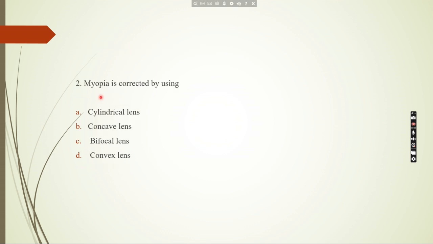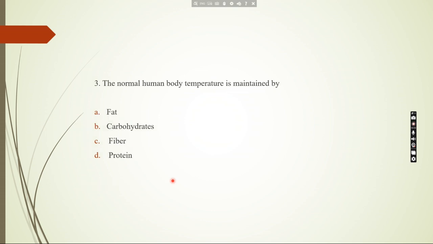The next question, myopia or nearsightedness is corrected by using, the options are cylindrical lens, concave lens, bifocal lens, convex lens. In myopia, the concavity of the lens is decreased. So the right answer is, corrected measure is concave lens.